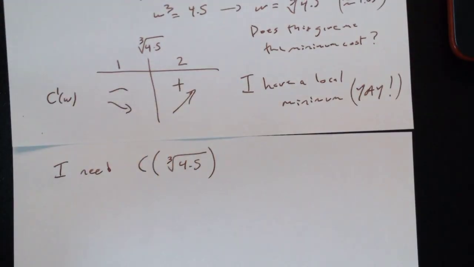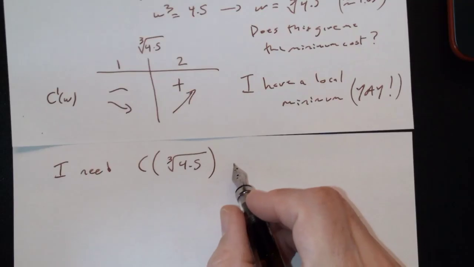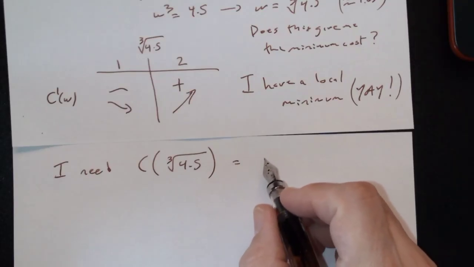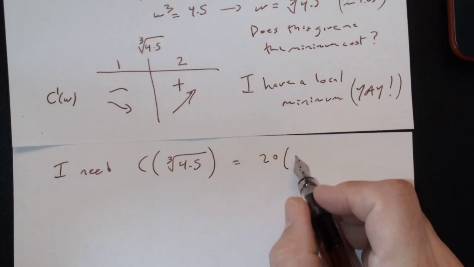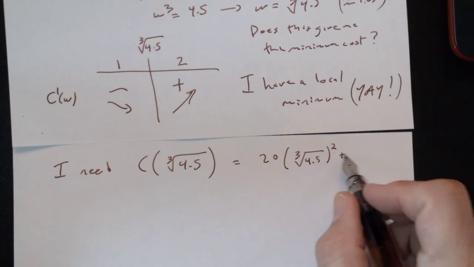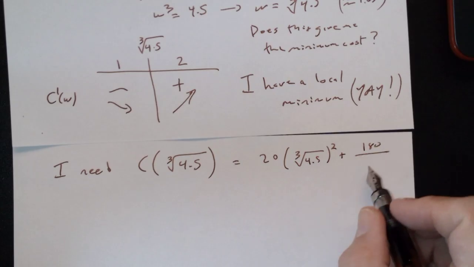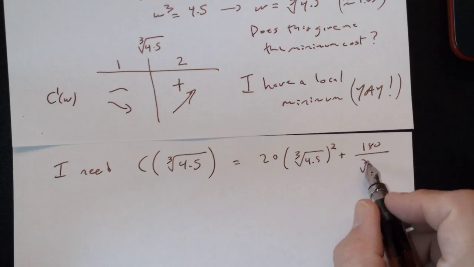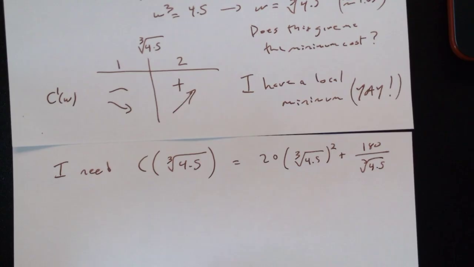So I take that number, I put it back into the original equation. That's 20 times the cube root of 4.5 squared plus 180 divided by the cube root of 4.5. What is my materials cost?